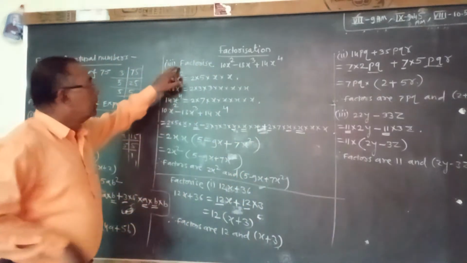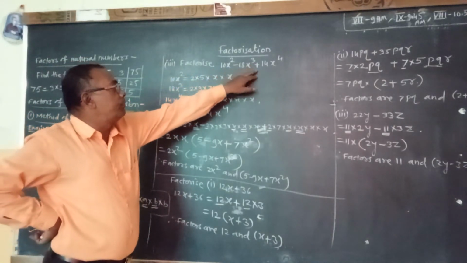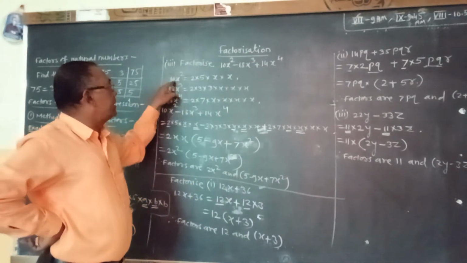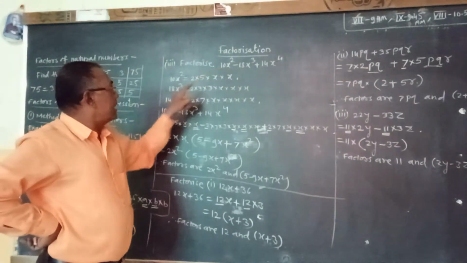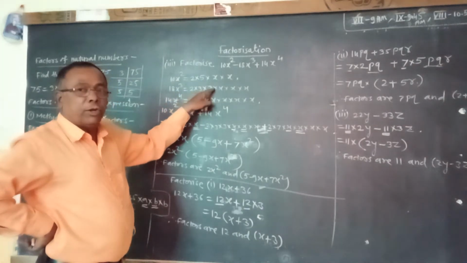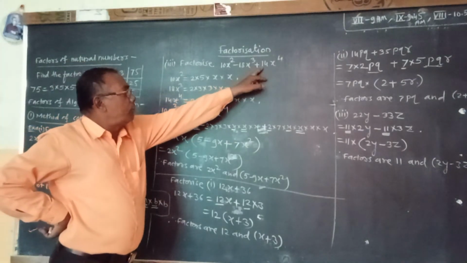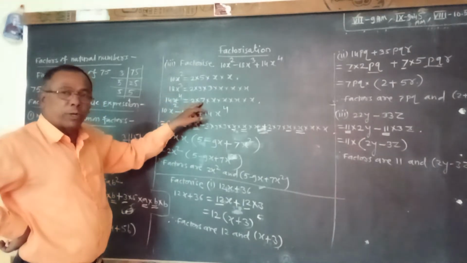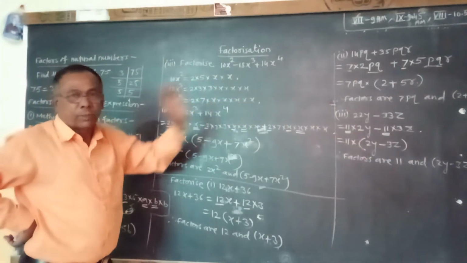Now there is a third example, that is 10x square minus 18x cube plus 14x raised to 4. Here again, 10x square can be written as 2 into 5 into x into x. Then 18x cube can be written as 2 into 3 into 3 into x into x into x. Then 14x raised to 4 can be written as 2 into 7, 2 7s are 14, into x raised to 4, so x into x into x into x.